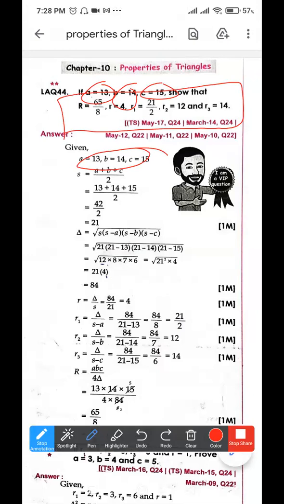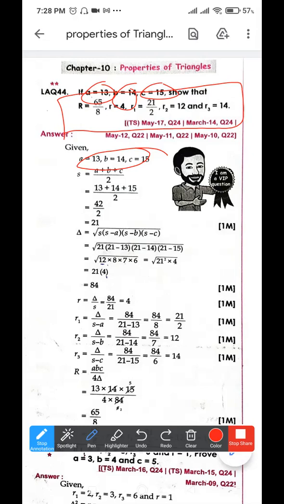All right, first of all, what do we have to do? We have to find s. s is nothing but (a plus b plus c) by 2. What is the value of a? The value of a is 13, b is 14, and c is 15.